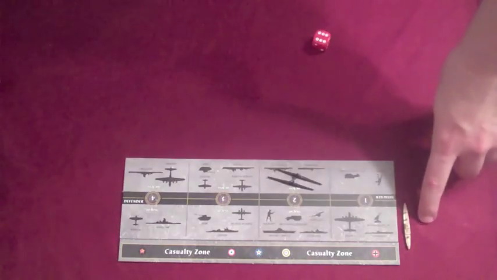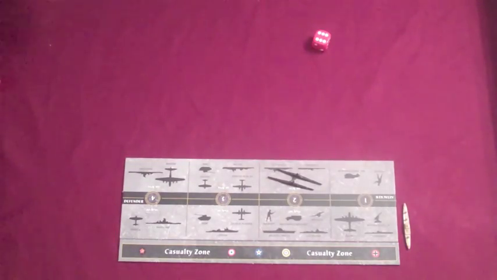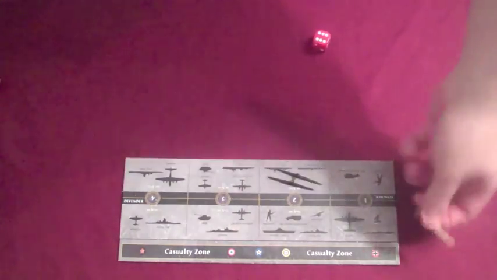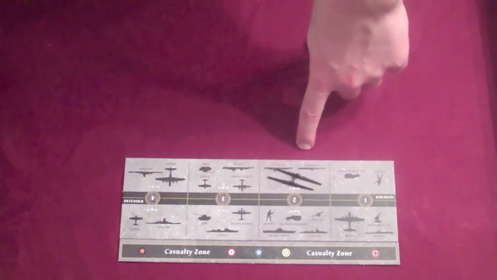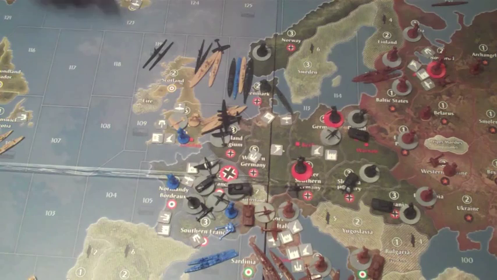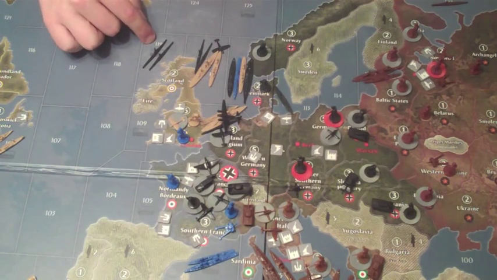Now notice that the transport cannot fire back. So the Germans could just keep rolling until they score a hit. So you can just take a shortcut and say the transport is destroyed. So the 2 German submarines win this battle and return to the contested sea zone. So I've moved the German submarines back to the contested sea zone.